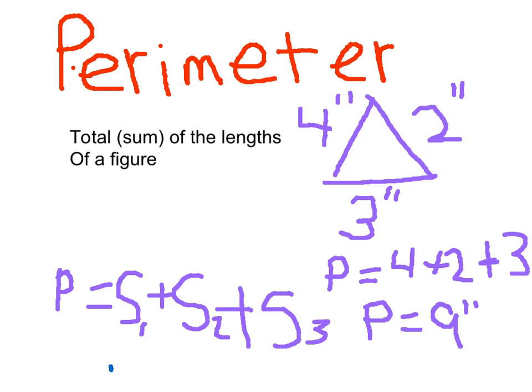The perimeter of a figure is the sum of all the lengths of the figure. So the perimeter of this triangle would be this side added to this side added to this side, where we see here 4 plus 2 plus 3. So the perimeter of this triangle would be 9 inches.